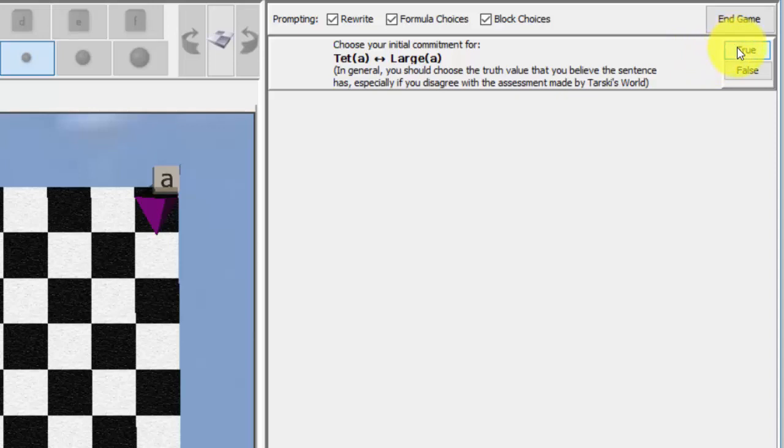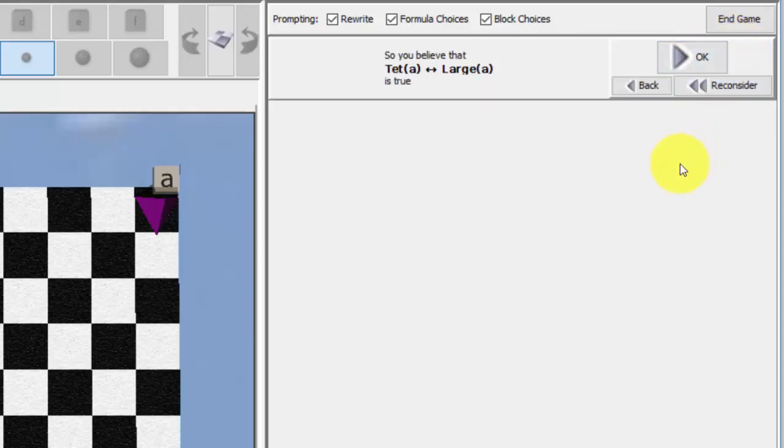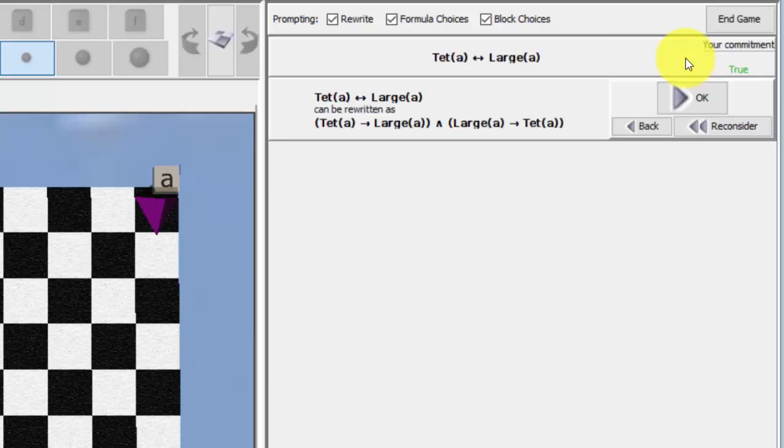So first, let's say we think it's true, even though we know it's false. Notice that it rewrites "A is a tetrahedron if and only if A is large" into a conjunction of two conditionals as the conjuncts. In the former one, we have if A is a tetrahedron, then A is large. In the latter one, we have if A is large, then A is a tetrahedron. So they're just running in opposite directions.